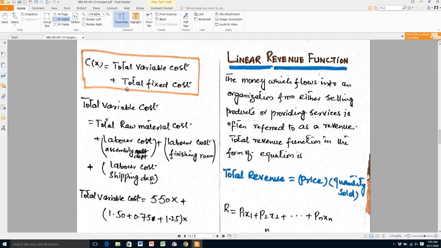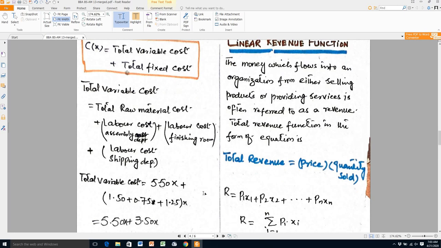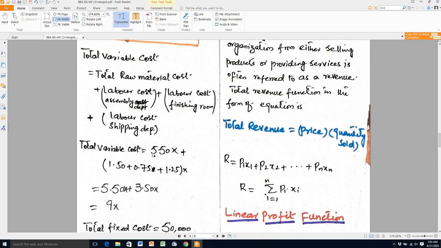Because labor cost has different types. I am repeating again: total raw material cost plus labor cost in the assembly department, plus labor cost in the finishing room, and plus labor cost in the shipping department.